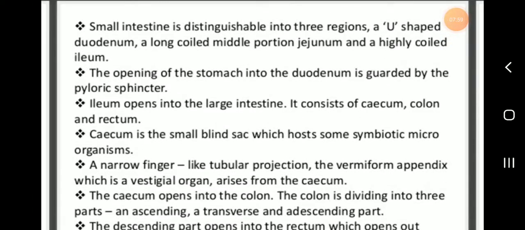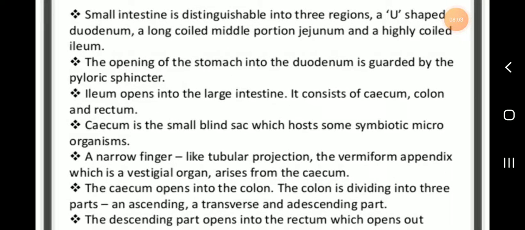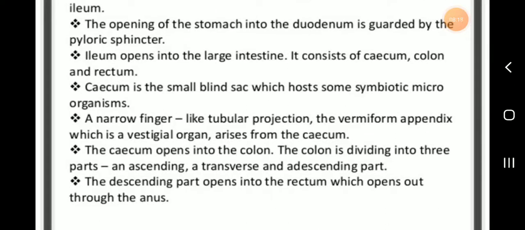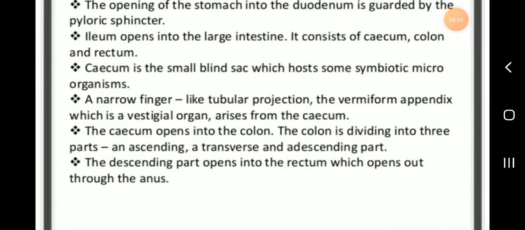The small intestine is distinguished into three regions: the U-shaped duodenum, a long coiled middle portion, the jejunum, and a highly coiled ileum. The opening of the stomach into the duodenum is guarded by the pyloric sphincter. The ileum opens into the large intestine. It consists of the cecum, colon, and rectum.